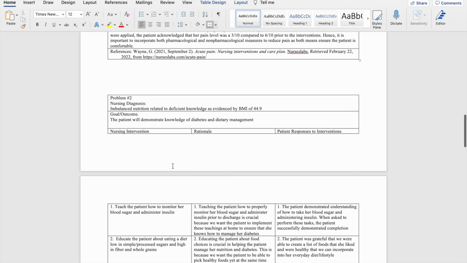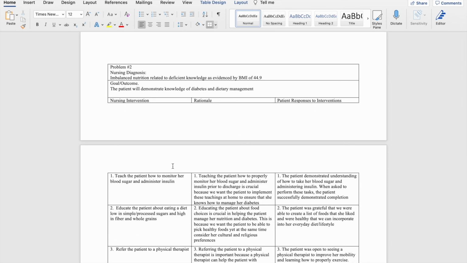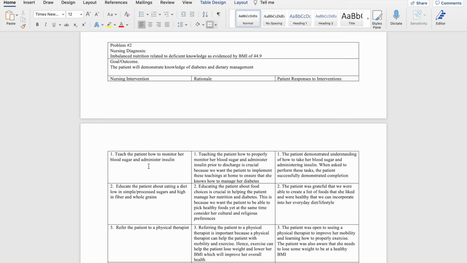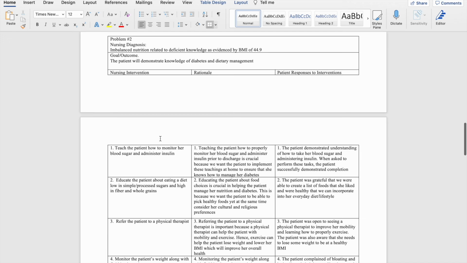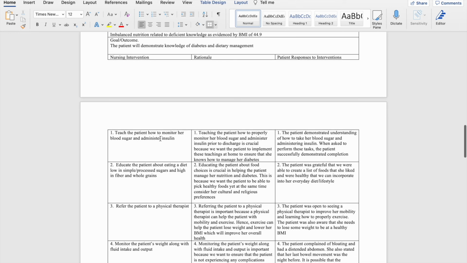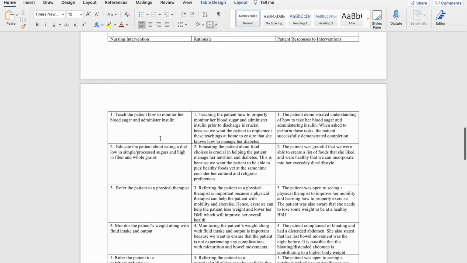And again, the other problems that we have, we did the same thing where we create a nursing diagnosis. As we see for number 2, it's imbalanced nutrition related to deficient knowledge, as evidenced by BMI of 44.9. We have to do it in that certain format. It's just the way we do nursing diagnosis. And again, we have a goal and outcome, and we have the nursing interventions to implement so that we can reach our goal or outcome. And we just keep doing this throughout the concept map until we meet our goals, until we do however many our preceptor or instructor wants us to do.